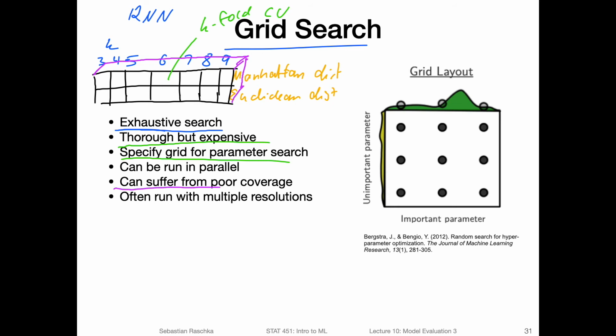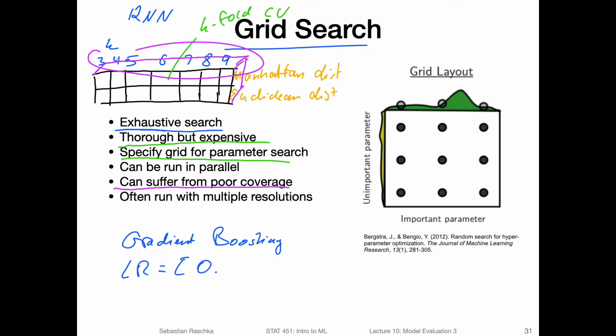One problem with that is it can suffer from poor coverage. Usually that's not an issue if we have these discrete values. However, if we have continuous values, or if we would skip some of the k values here, that could be a problem. For example, in gradient boosting, think of the learning rate, which is a continuous value. I can specify, let's say, a list of 0.1, 0.5, and 1.0 as the learning rate. But now we don't cover anything between 0.1 and 0.5, or between 0.5 and 1.0. So that could be a coverage issue.